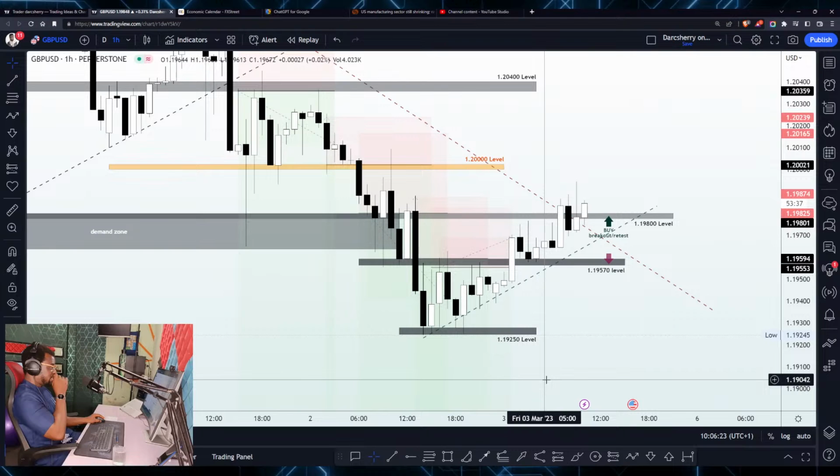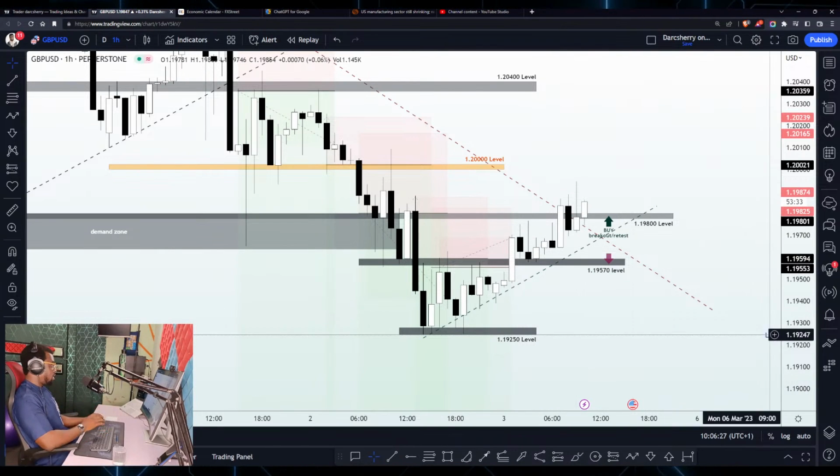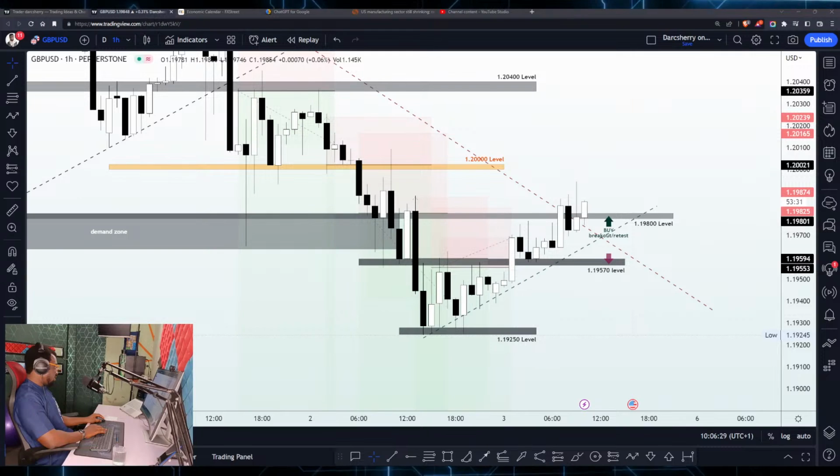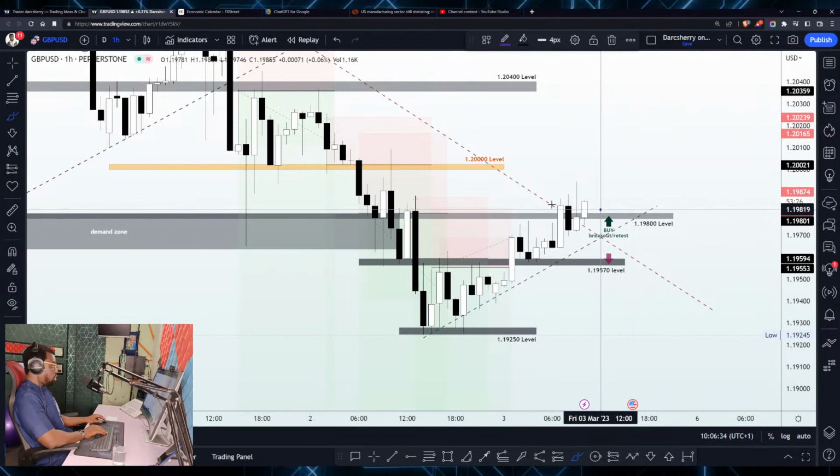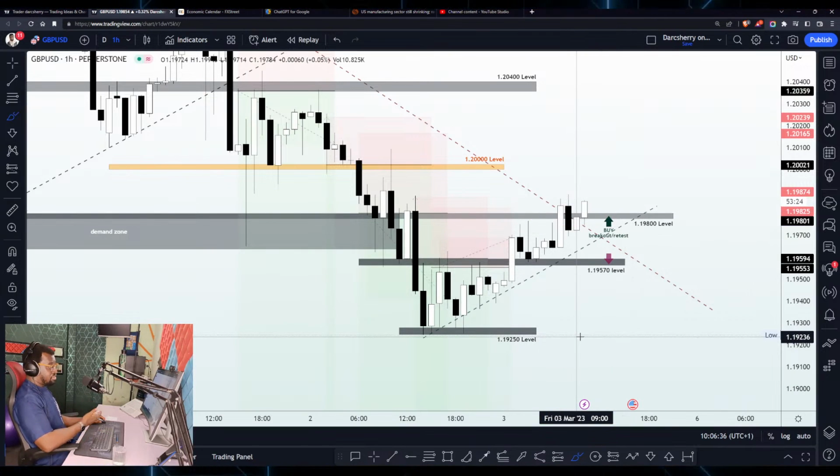For me personally, if it breaks down the bullish trend line outrightly, I will be joining right away, as it makes more sense as long as price remain below the 1.198. It's very appropriate to be selling the GBPUSD.